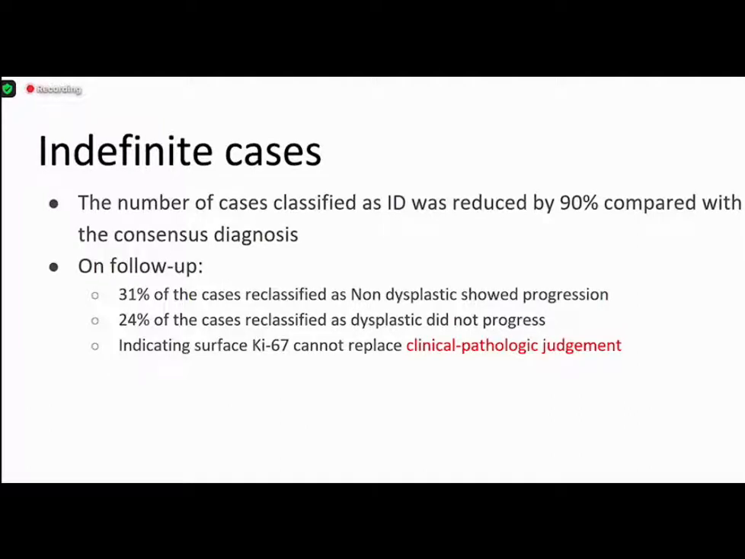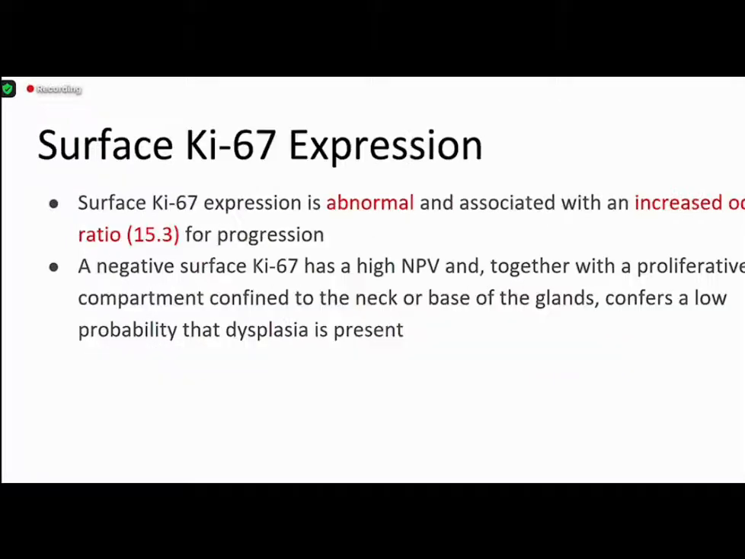As for indefinite cases, when comparing them to consensus diagnosis, about 90% of the cases were correctly reclassified. However, we found that 31% of the cases that were reclassified as non-dysplastic showed progression, and 24% of the cases that were reclassified as dysplastic did not progress. So these findings indicate that surface Ki67 is not perfect. You have to take it with a pinch of salt, and clinical pathologic judgment is still the key, and perhaps there is still a quest for a better marker than this one.